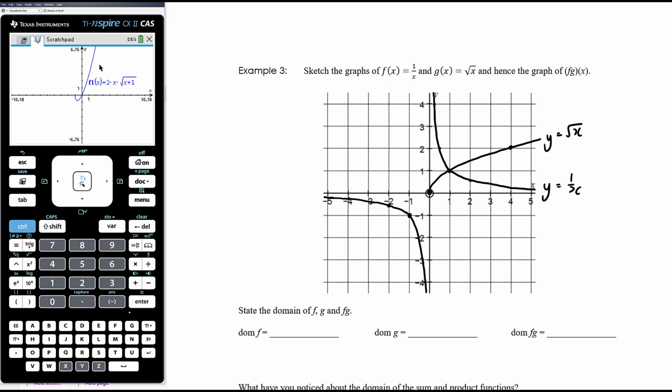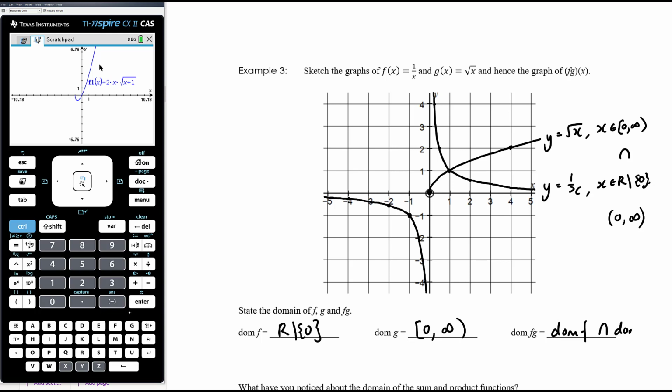Okay, so again, we're only going to exist where both graphs exist. The square root only exists where x is from 0 to infinity. The hyperbola only exists where x is a real number except for 0, and so therefore the intersection of those two things is going to be 0 to infinity, not including 0. So that's just what's written down the bottom here. The domain of f is all the real numbers except for 0. The domain of g is 0 to infinity. The intersection of those two things is 0 to infinity, not including 0.